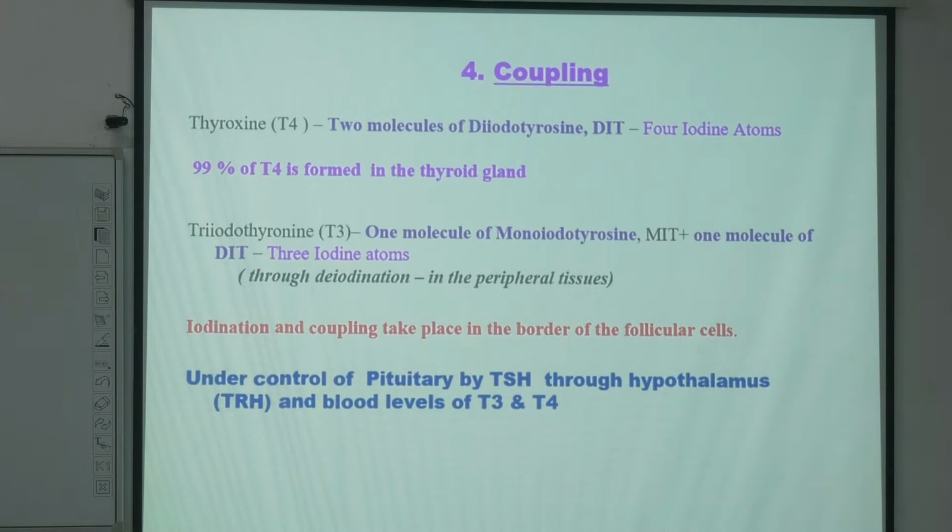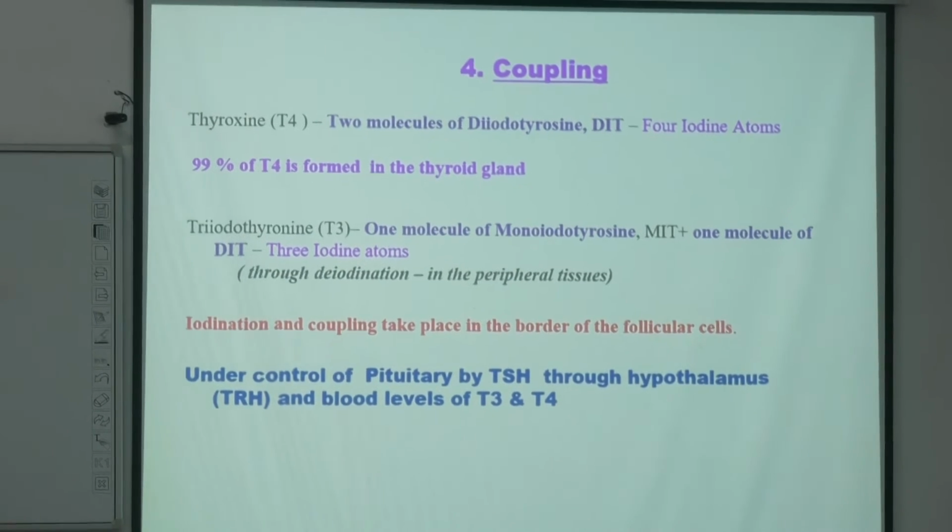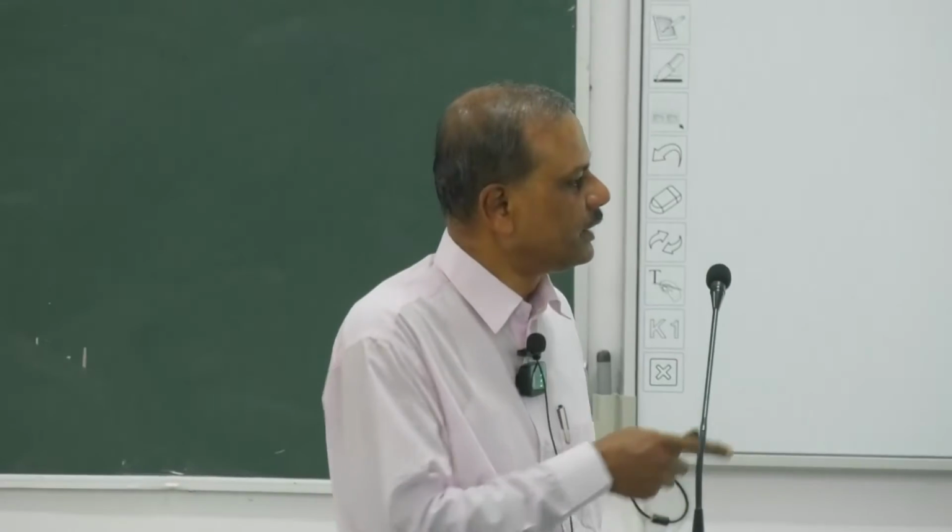So, basically T4 is a pro-hormone from which another hormone is produced, that is triiodothyronine. This is again under the control of TSH and the hypothalamus, and how much TSH will be produced is controlled by the blood levels of T3 and T4. Next.